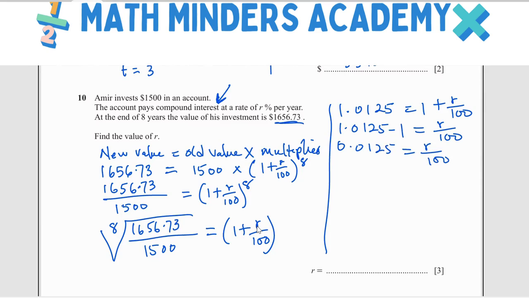So multiply both sides by 100. You have 100 times 0.0125 equals, this side is going to be R over 100 times 100, R. If we multiply 100 by 0.0125, you are going to get 1.25. So R is 1.25%, okay? That's the value of R. The value of R is 1.25.